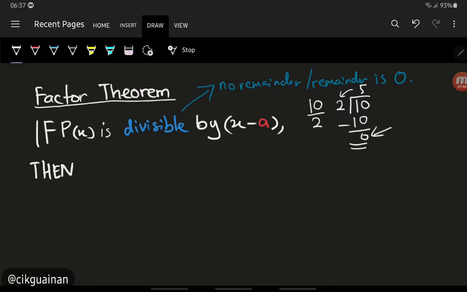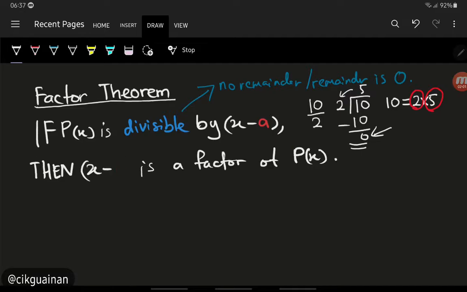So this is what it means. If we have 0 down here, it means that 10 is divisible by 2. When 10 is divisible by 2, we can rewrite 10 as 2 multiplied by 5, and we can say that 2 is a factor of 10 and 5 is a factor of 10. So basically that is what it means.